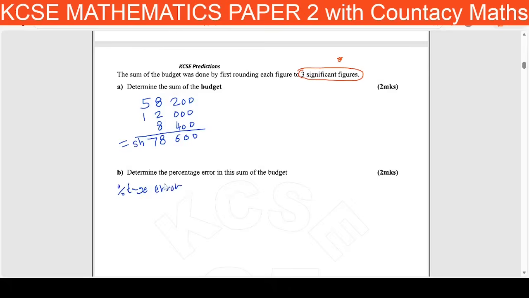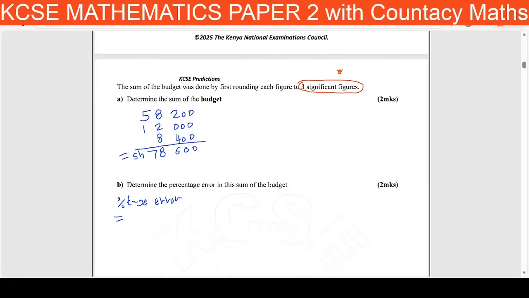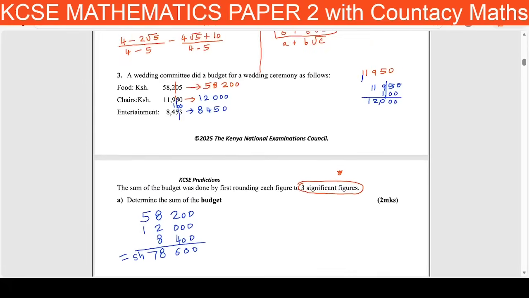To get the percentage error, what we do is calculate the difference between the actual budget and the budget where we have three significant figures, and then we divide by the actual one multiplied by 100. Let's go ahead and put it into writing. We can pick any of them, whichever will be the largest. But as we do that, we can first calculate the actual budget and see what that is likely to give us. So let's work out the actual budget first.